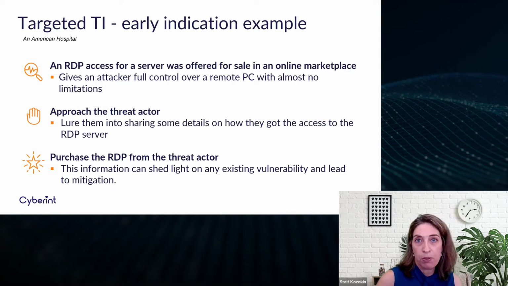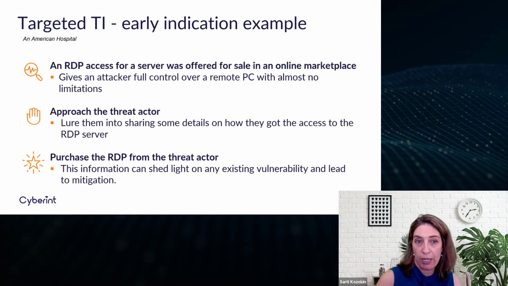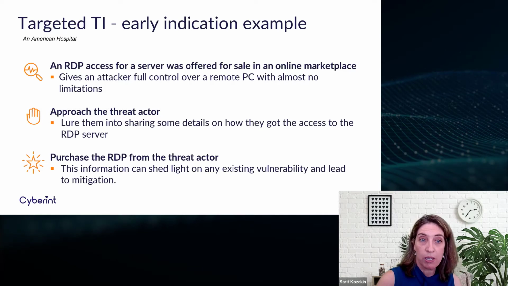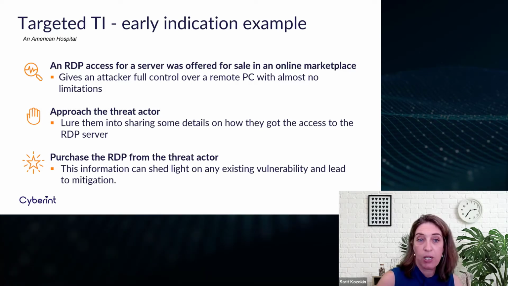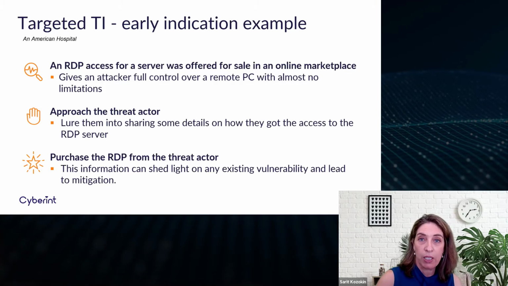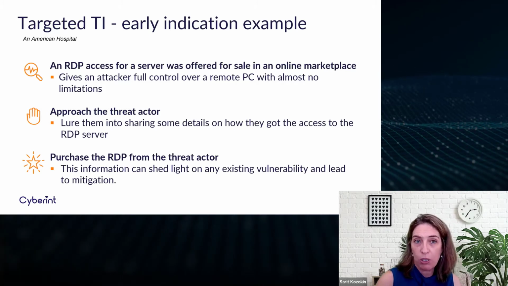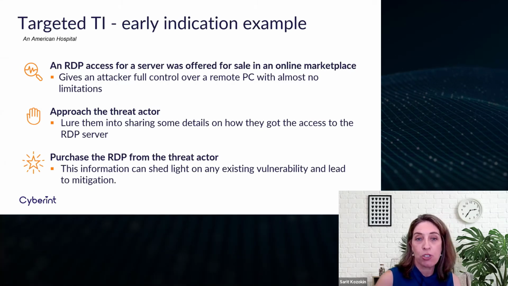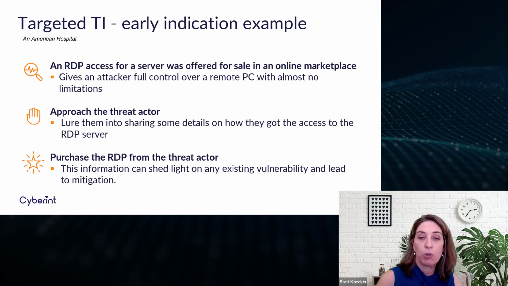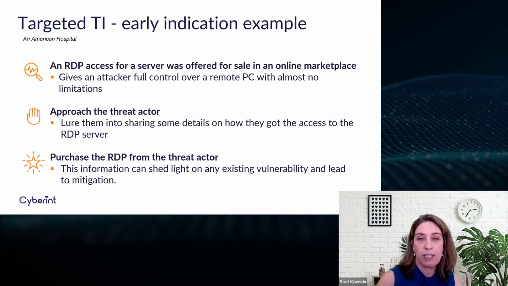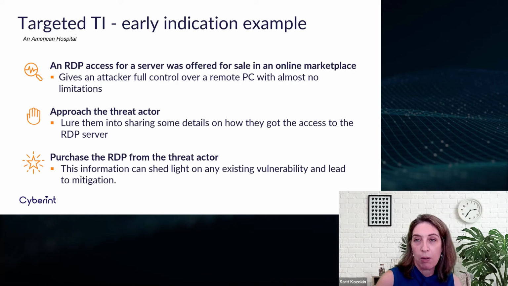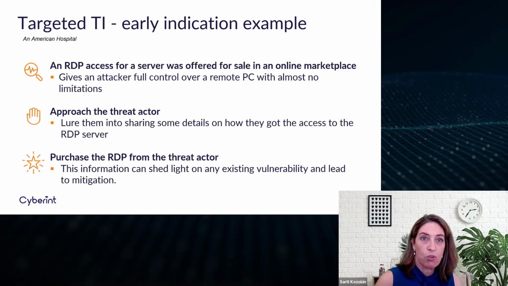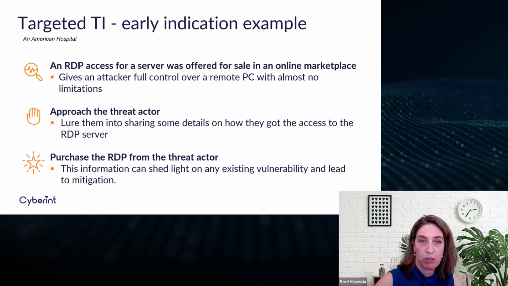So the first step that we recommend is to approach the threat actor. We want to know more about how they obtained this information and what else they have. This is a very good strategy against those threat actors. And as part of this negotiation, also purchase the RDP from the threat actor, and then we can shed light on the existing vulnerability and lead to mitigation, meaning this specific company can mitigate it in their systems. So that's another good indication from the healthcare industry.